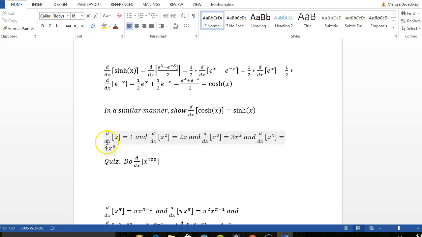But anyway, moving on. I'm just kidding. D by dx of x is 1. D by dx of x squared is 2x. D by dx of x cubed is 3x squared. Notice there's a pattern. D by dx of x to the 4th is 4x cubed. So what's happening is the exponent's coming down, and we've already talked about this. The exponent's coming down, and we're subtracting 1 when we go to the new one.